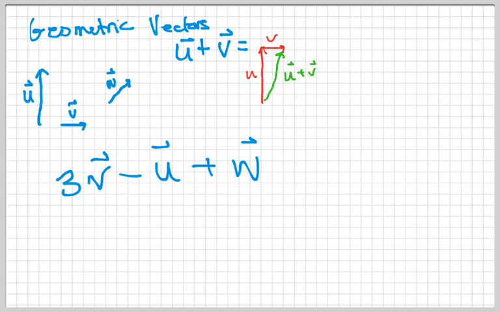Last step. 3v. I'm going to take the vector v, right? That vector v is here. I'm going to draw it 3 times. So v is 2. It's just 2 boxes. So we'll start at that point. So you're going to go 1, 2, 3. So there's 3 v's put together. The next part is negative u. So I'm going to go straight down vertically 5 boxes. 1, 2, 3, 4, 5. So it's going to go down like that. And then plus w. So I'm going to take that vector w and put it down here and go up diagonally.